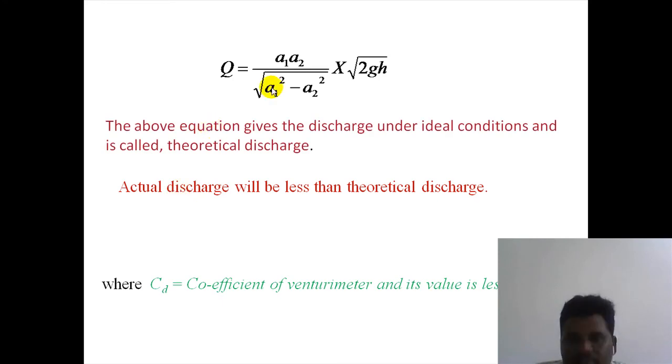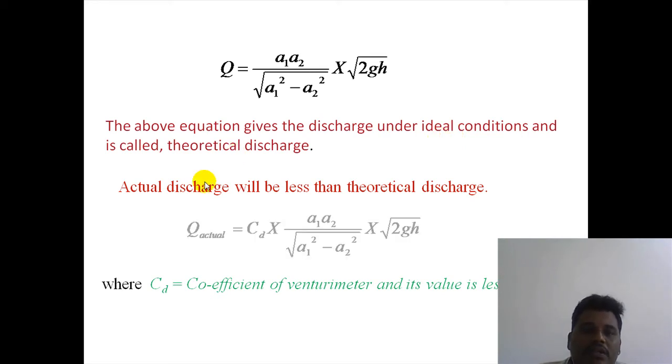This equation is for ideal condition. Ideal condition means that there may be no losses, and that discharge is called the critical discharge. But in actual practice, there may be some losses, and that discharge is called the actual discharge. From this, the actual discharge is less than the critical discharge.